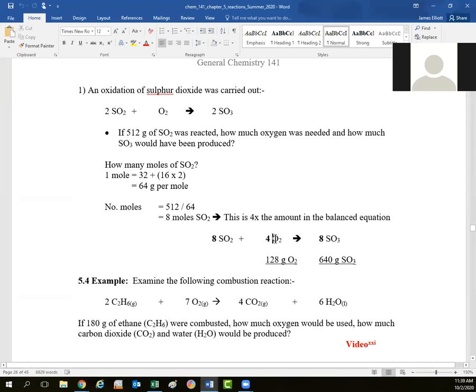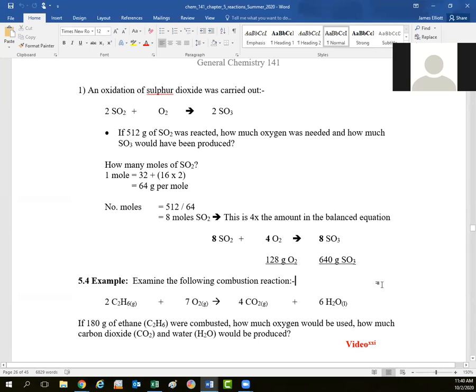So oxygen, that's 16 grams per mole of oxygen atoms. O2, oxygen molecules, that would be 32, times 4 gives us the 128. Sulfur trioxide, 32 for sulfur, 16 for oxygen times 3. That gives us a mass of 80 grams per mole, multiplied by 8, a mass of 640 grams.